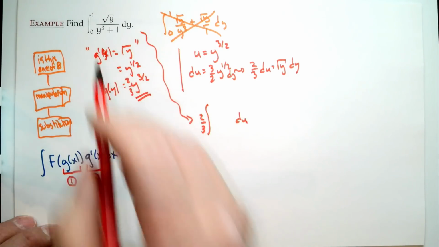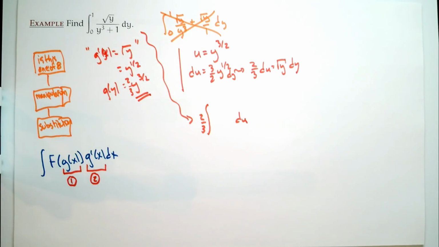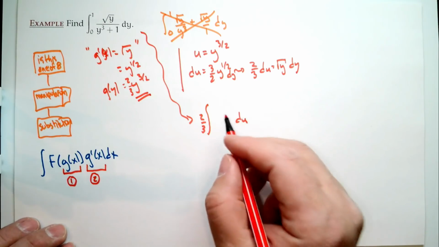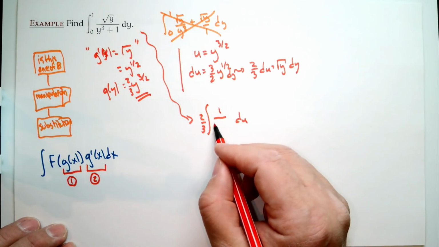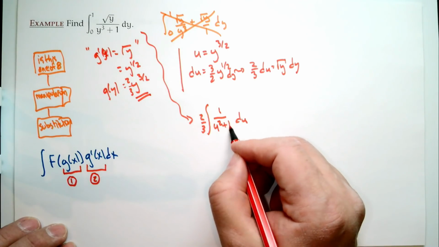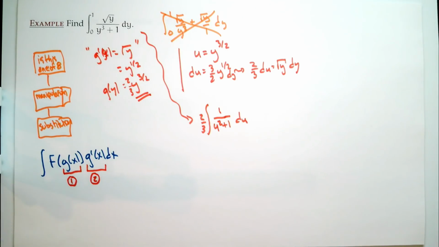And now we have y cubed plus 1. We have to rewrite that in terms of our substitution. Well, y to the 3/2 is not far away from y cubed. In particular, if you take y to the 3/2 and square it, you get y cubed. So this becomes 1 over u squared plus 1.